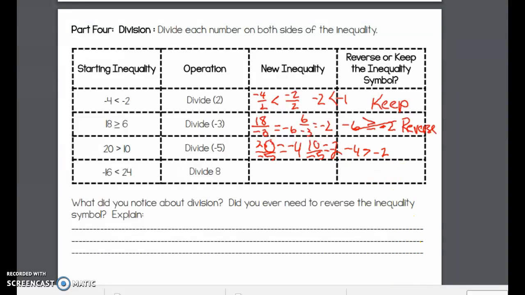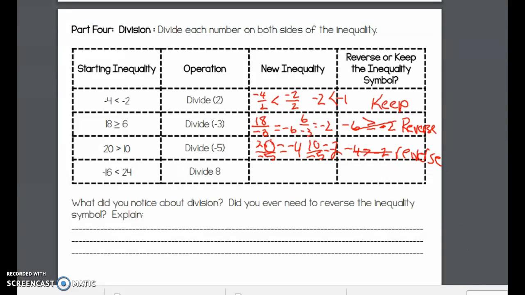Aiden, is negative 4 greater than negative 2? Is it going to be warmer outside if it's negative 4 degrees or negative 2? Very good. So is this true? No. Put a line through it and write the word reverse. Beautiful. Now you're going to do the same thing with the next one.